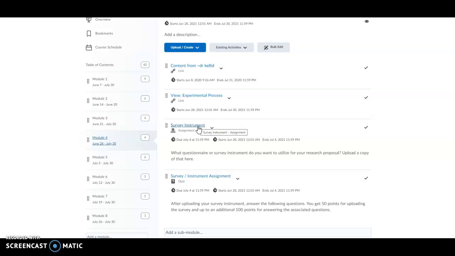So you're going to upload your assignment that you've chosen, and then you're going to answer the questions about that survey of that instrument here. So make sure you do both parts here. This is the uploading of that survey, and this is the answering the questions about that survey. And that wraps it up for Module 4.